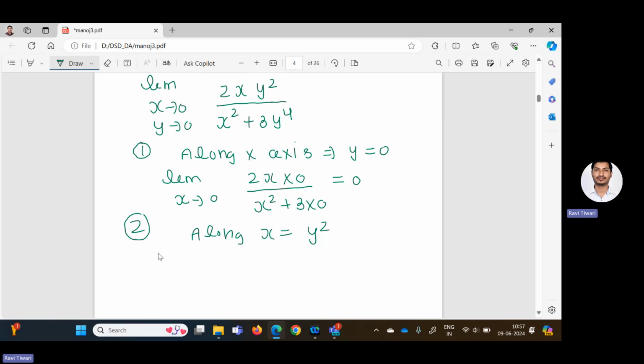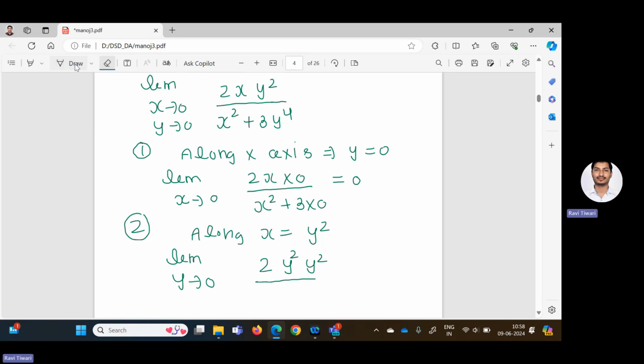So along x equal to y square, what do you get? The limit x tending to 0, y tending to 0 is a simultaneous limit, both tending to 0 simultaneously. But if you choose x equal to y square, this limit is converted into a one-directional limit. So you get the limit as y tends to 0, with x equal to y square, of 2x times y square, that is y square into y square, divided by x square plus 3y power 4. Since x equal to y square, what will x square be?